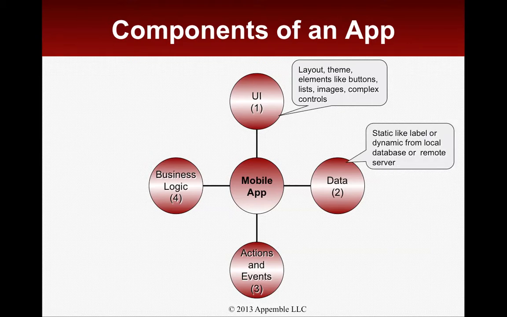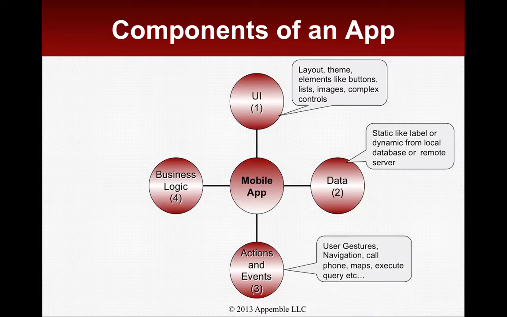In the second step, you populate the data, like static data such as labels, or dynamic data that could be residing on your local phone or coming from the remote server. In the third step, you would attach actions to users' gestures like tap or flick. And here, using events and actions, you can create the navigational flow. You can save the data to your local or remote servers. You can retrieve the data from remote servers and so on and so forth. And lastly, you attach the business logic. For example, you want to validate user inputs or upon a user action, you want to save the data to the remote server.